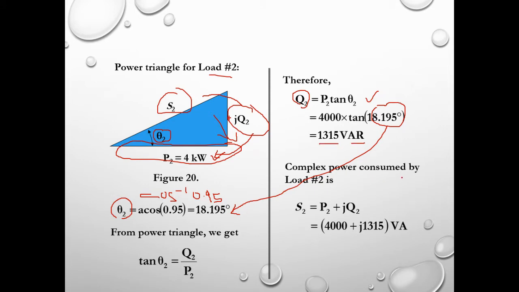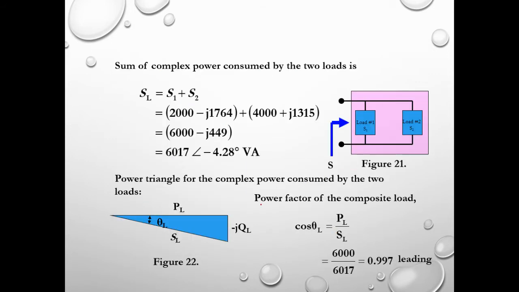The complex power consumed by load 2 is S again equal to P plus jQ. So P2 is 4000 and Q2 is 1315. Remember the unit of S is volt ampere, VA.